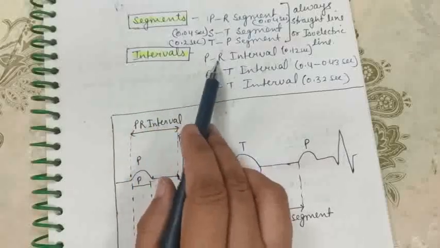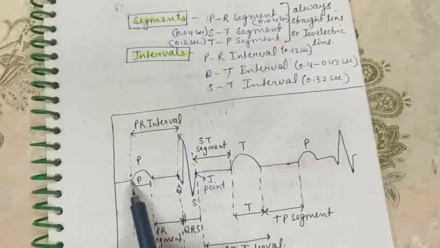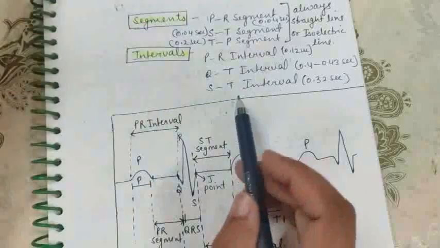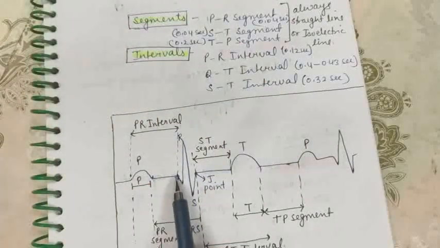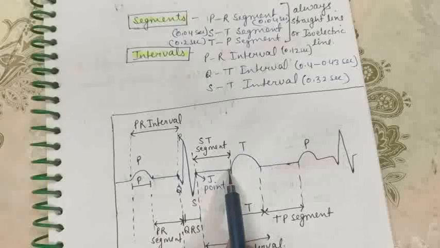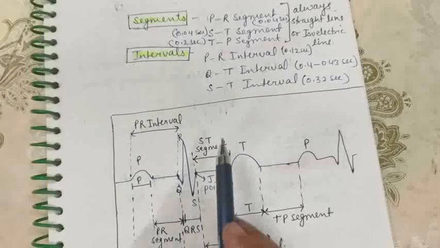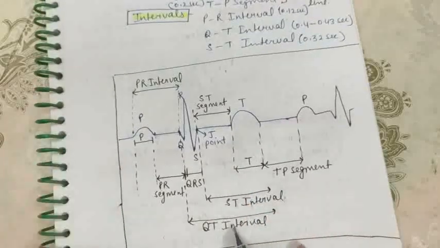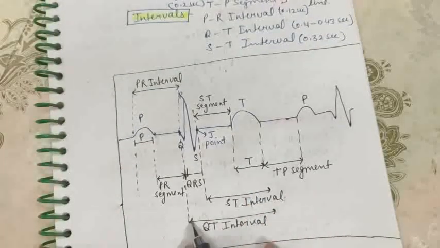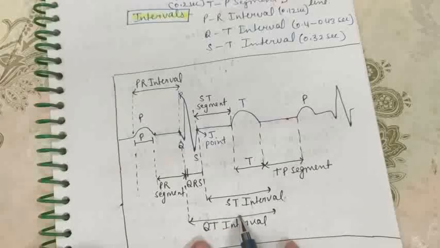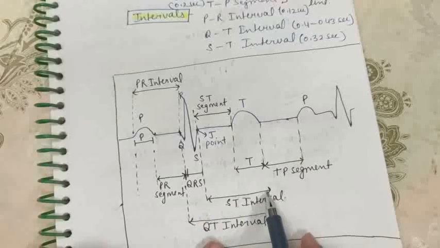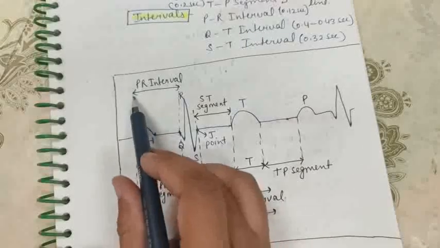Intervals are basically including those waves. For example, PR interval. So P wave will be included plus PR segment is PR interval. Then is your QT interval. QT interval is including this QRS complex plus your ST segment. This is your QT interval. ST interval is basically ST segment plus T wave. Okay. So you can also see here this is your QT interval in which QRS complex, then ST segment and then T wave is included. ST interval, ST segment plus T wave. Okay, this is your PR segment and this is your PR interval.